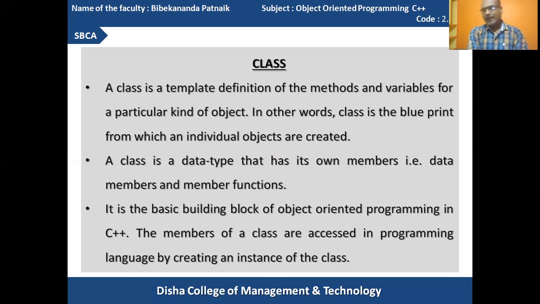There are two types: one is called user-defined data type, and the other is called built-in type. So a class is a user-defined data type which has its own members, that is data members and member functions. Every individual class must have its own attributes and behavior. The attributes are the fields defined inside the class, that is data, and the member functions are called the behavior of the class.